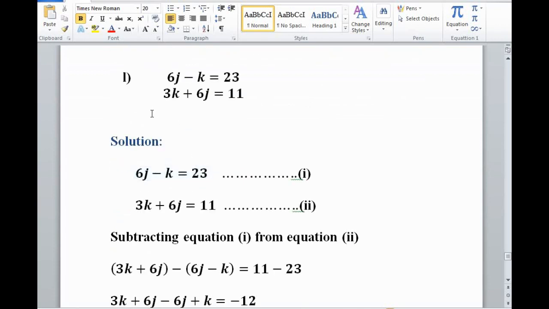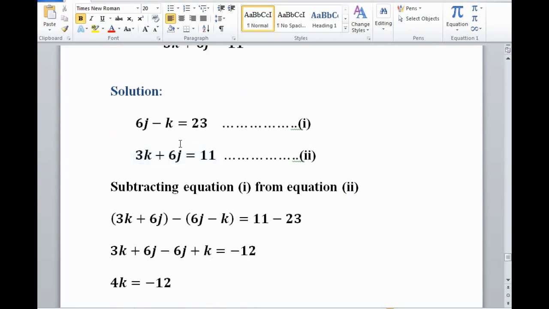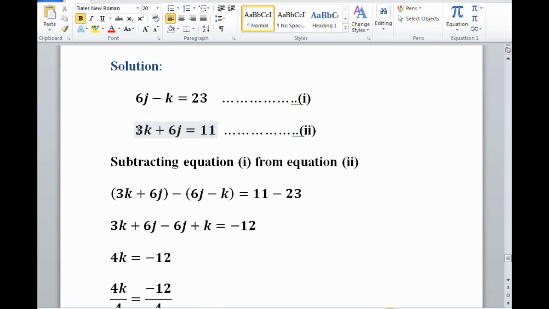Okay, last part from this question is 6j negative k equals 23 and 3k plus 6j equals 11. So first of all, I will name these two equations as our equation 1 and equation 2. And we know that here we have positive 6j and positive 6j in the second equation. So to eliminate j from these two equations, let's subtract equation 1 from equation 2, because if you add these two equations, then their sum is 12j, because they have same signs, positive signs, both are positive terms.